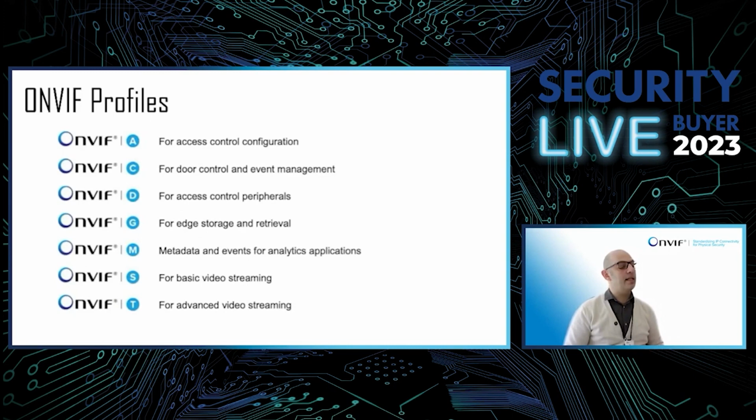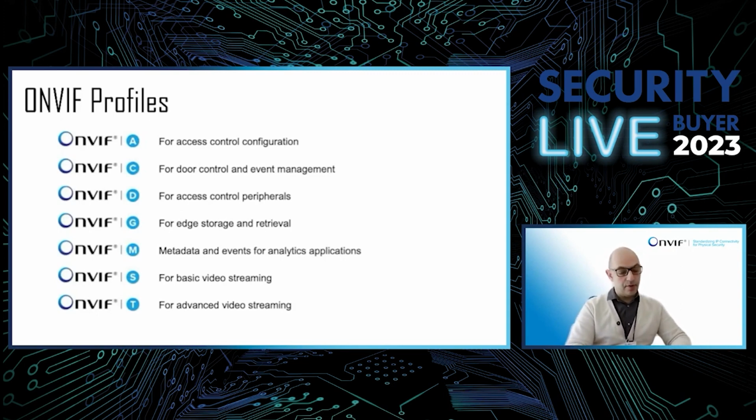Profiles S and T are the profiles that specify streaming, more basic streaming in Profile S, and Profile T is for more advanced streaming. Those profiles specify the streaming features such as H.264 and H.265 and other functionalities needed to stream video from an edge device to a video management system or NVR.